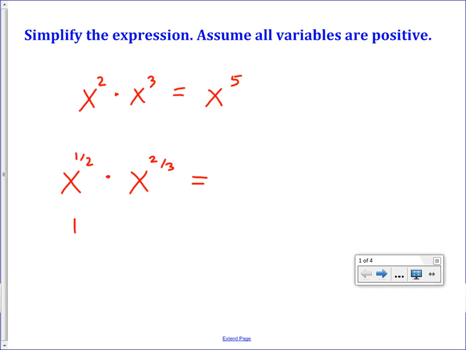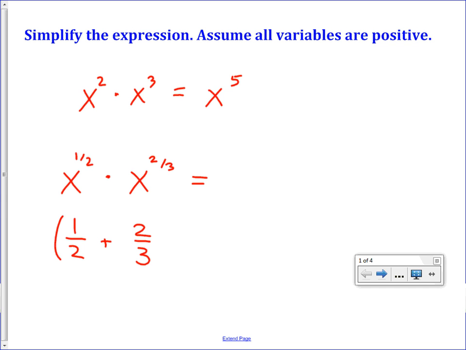If you are trying to add the fraction 1/2 plus 2/3, do not just add the numerators and the denominators. That is not how adding fractions works. You must find a common denominator and make the two fractions have that same denominator. So a common denominator for 2 and 3 is going to be 6.